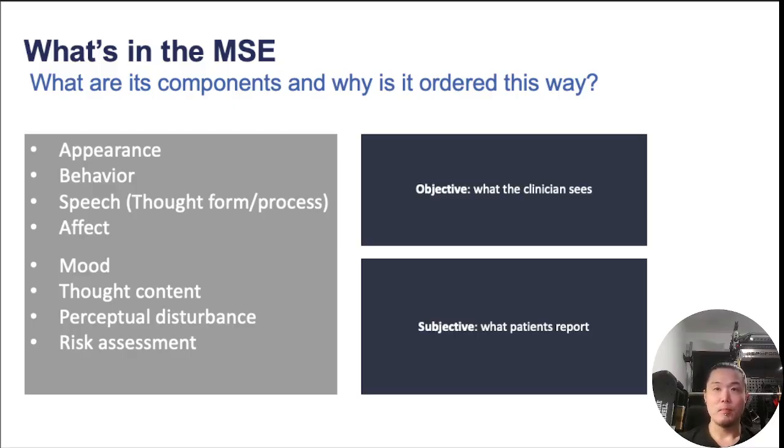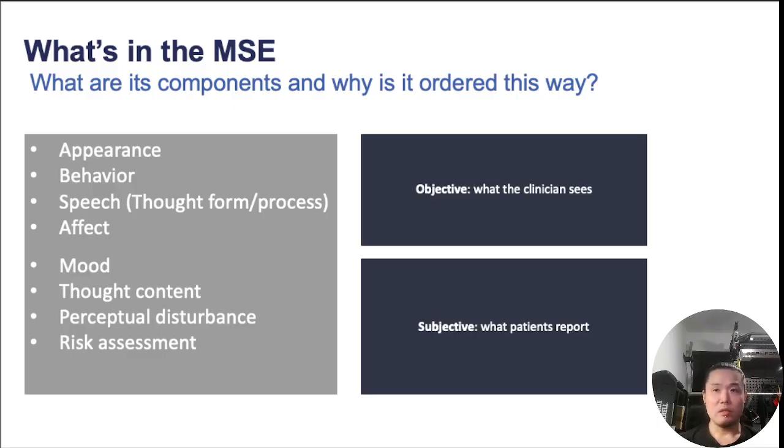subjective sections. Now, objective components are observations that are made by the clinician, while on the other hand, subjective components are things that you rely on patients to tell you about. So what this implies is that even if a patient has catatonic mutism, you as a clinician would still be able to make a comment on their appearance, behavior, thought process or lack thereof, and their affect.